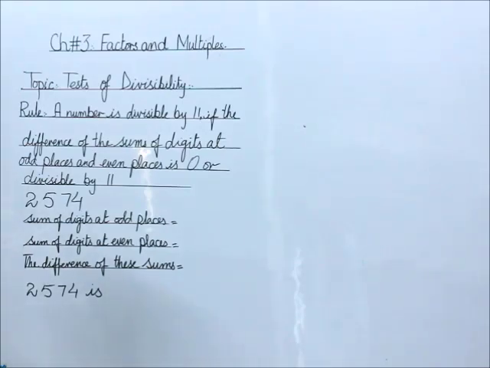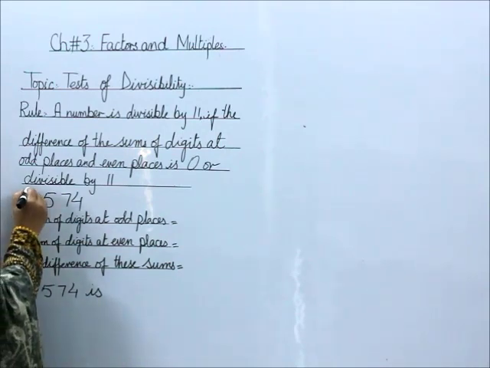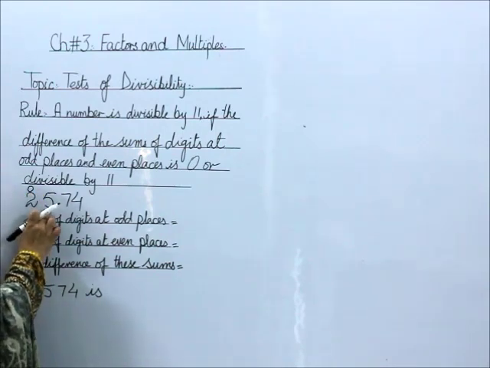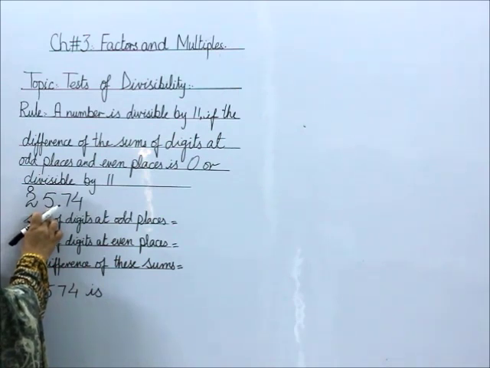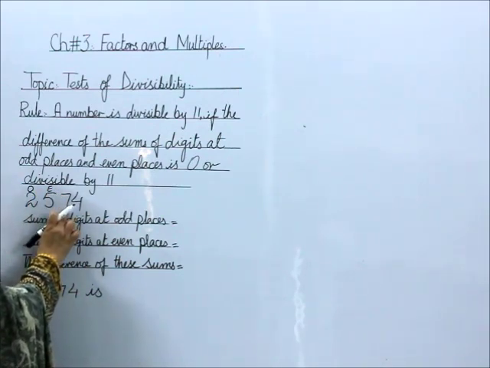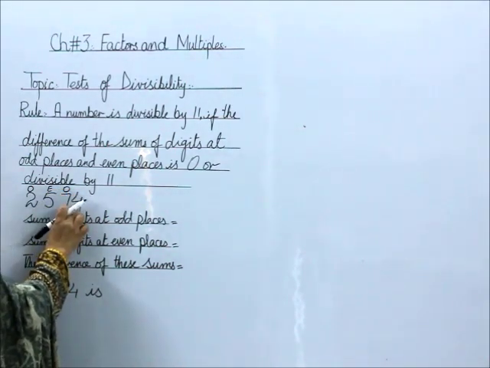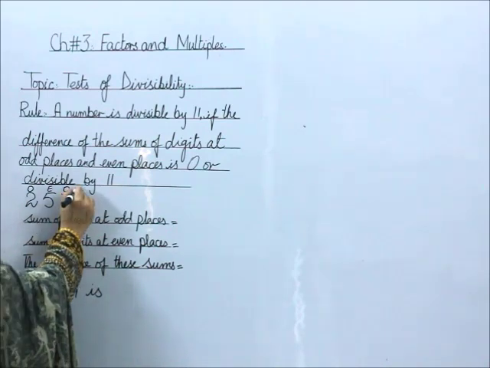I have written a number over here, 2574. First of all, we have to identify the odd places and even places. Number 2 is at first place, so it is odd place. 5 is at number 2 place, so it is even place. 7 is at the third place and it is odd place. Number 4 is at the fourth place, it is even place.